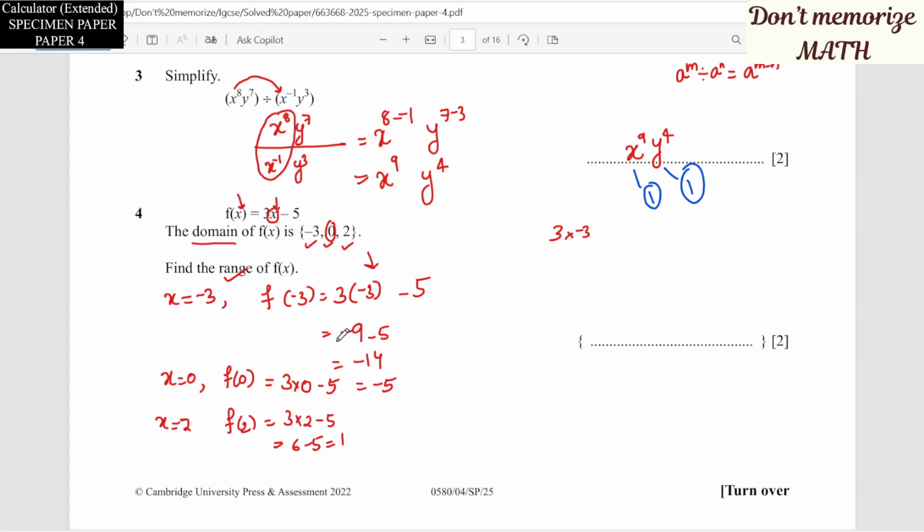So we have 3 members in the set of range. The first one is negative 14, the second one is negative 5, and the third one is 1. So you can write the set negative 14, comma negative 5, comma 1. Okay, I hope this part is clear for you. Now we will move to question number 5.